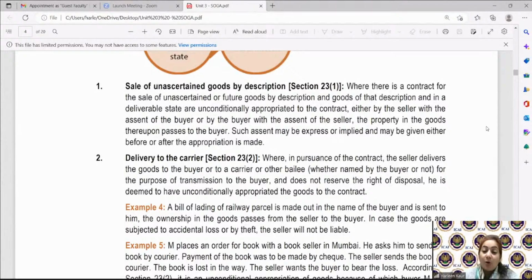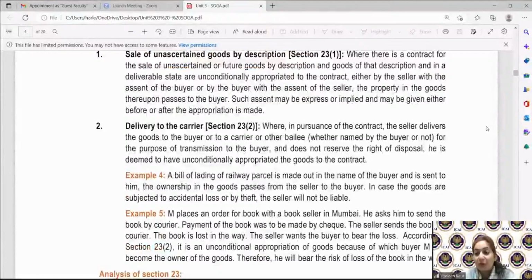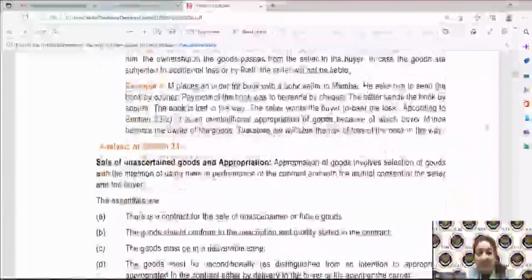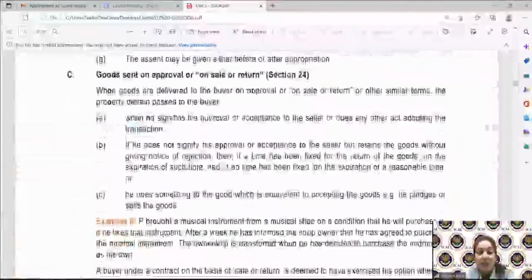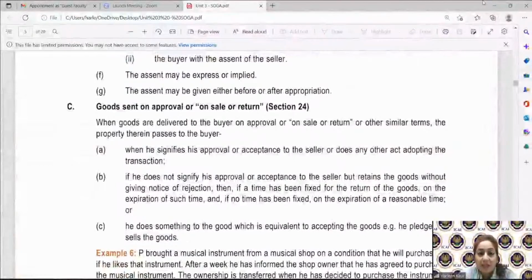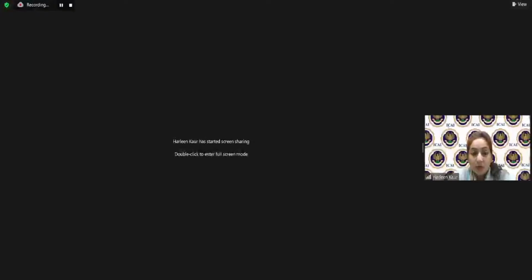So see, till now, whatever we have discussed, we are holding the buyer responsible even for the transportation of goods. Now let us understand what is the meaning of goods sent on sale or approval basis. Let us go to a presentation because there we have made certain notes and examples also, which I want all of you to read out.